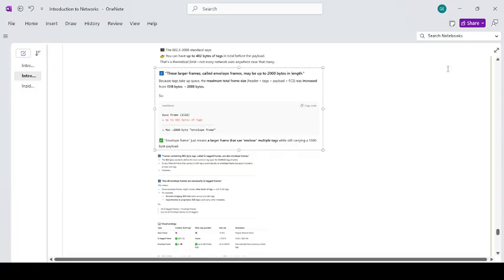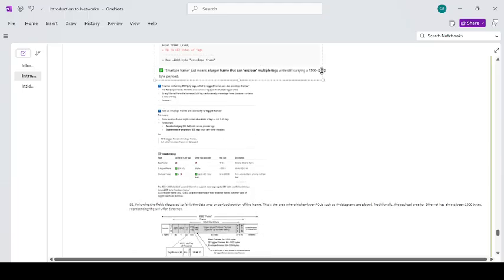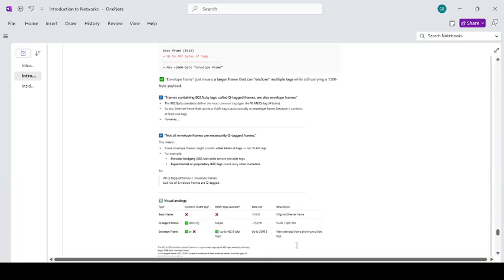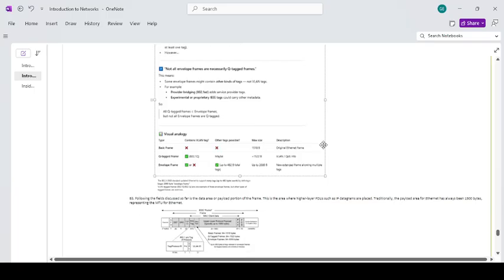So because of that additional configuration, it was increased to 2000, but that's for 482 bytes. It's just a theoretical limit. It can also be used for the IP datagram itself. Envelope frame just means a larger frame that can enclose multiple tags while still carrying a minimum 1500 byte payload.